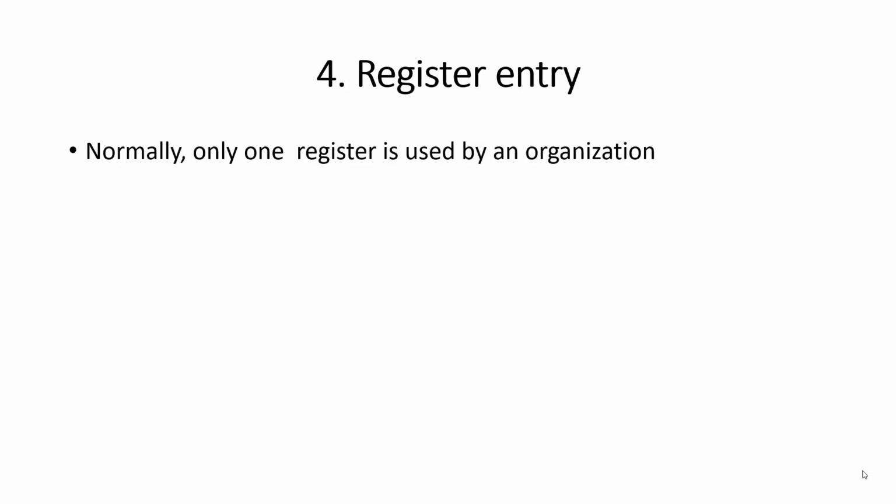Register entry. Normally, only one register is used by an organization. The register is maintained on a yearly basis, usually financial year-wise. However, some offices may maintain it as per the annual calendar and some on a financial year-wise, tailoring to their needs or conveniences. At the end of each year, regardless of its nature, the register is closed. For example, if the register is opened in the beginning of January 2020, then it is closed at the end of December 2020. Similarly, if the register is opened on 1st July 2020, then it is closed on 30th of June 2021 at the end of the financial year.